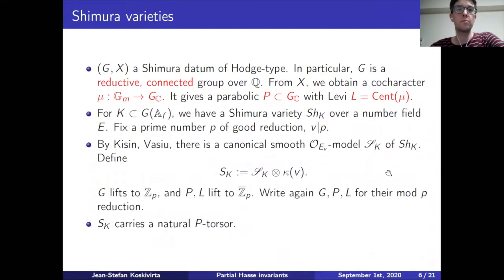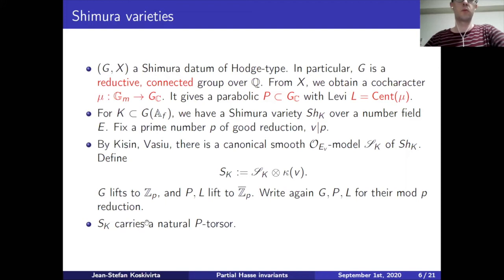Okay, and so I will use a slight abuse of notation. So here the group G lifts to Z_p because we have a good reduction. So we have some reductive group over Z_p. And similarly, P and L, they lift to Z_p bar. And so we can reduce mod p, but I will use the same notation. So I write again G, P and L for the mod p reduction of these groups. And finally, note that S_K carries a natural P-torsor. This would be true also for the integral model.